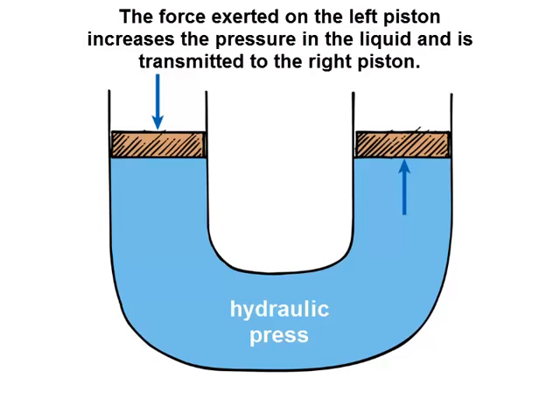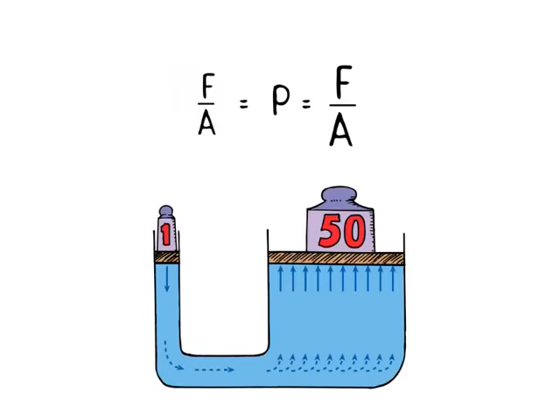The force exerted on the left piston increases the pressure in the liquid and is transmitted to the right piston. A 1 Newton load on the left piston will support 50 Newtons on the right piston. The piston on the left has an area of 1 centimeter squared, and the piston on the right has an area 50 times as great, 50 centimeters squared.